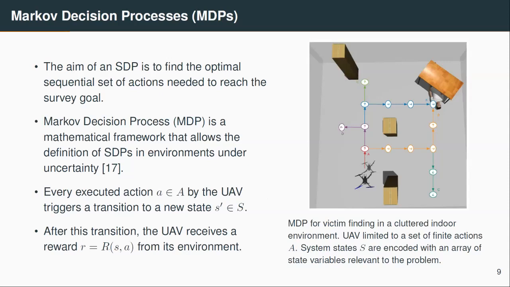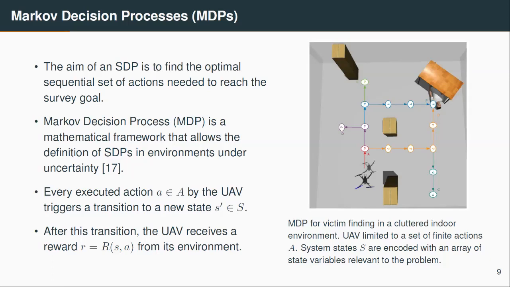Markov decision process is a mathematical framework that allows the definition of SDPs in environments under uncertainty. So for MDPs, we have a set of actions that is basically limited by the operational capabilities of the UAV to move in the environment. We also have a set of system states that are encoded with an array of state variables relevant to the problem. In this case, one state could be the position of the UAV in the environment. Another state could be the position of the obstacles. And another one could be the position of the victim.